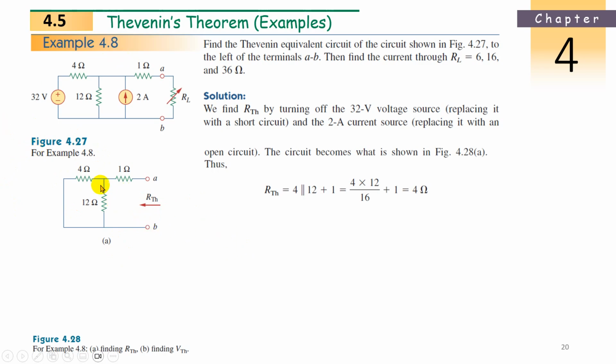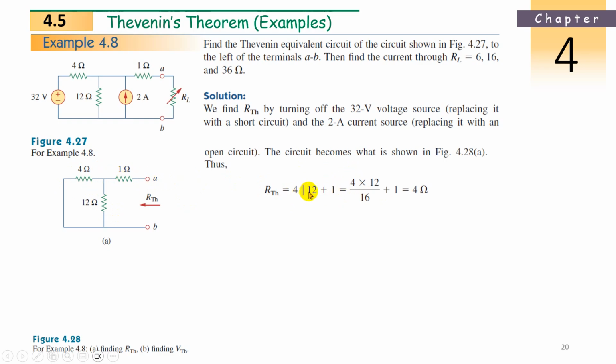We have to see from the right side, then we have to start the solving from left to right, at the end, from the end to the starting point. This is the end point. 4 ohms is the end point. So now 4 ohms and 12 ohms will be in parallel, plus whatever the result is coming, plus 1 ohm in series.